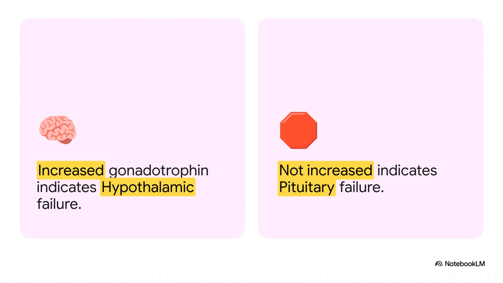If we give GnRH and pituitary gonadotropins increase, it means the pituitary works just fine, but the hypothalamus wasn't doing its job, sending the initial signal. That's a hypothalamic failure. If they do not increase, the pituitary is completely unresponsive, indicating a pituitary failure. And just like that, case closed.